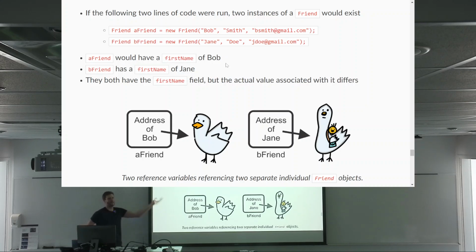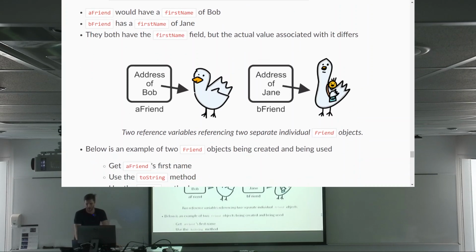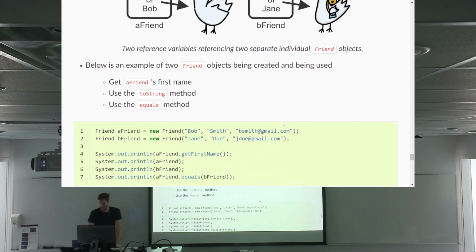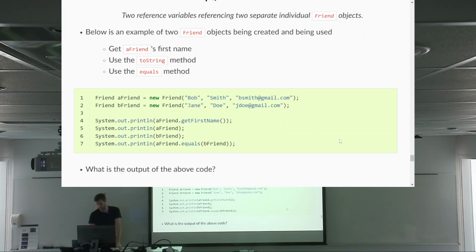But this is what I mean. This is the abusive language that I mean. We all have to know what I really mean here. Okay? They both have a first name, but the actual values associated with them differ. Below is an example of 2 friend objects being created and being used. Anyways, there we go.